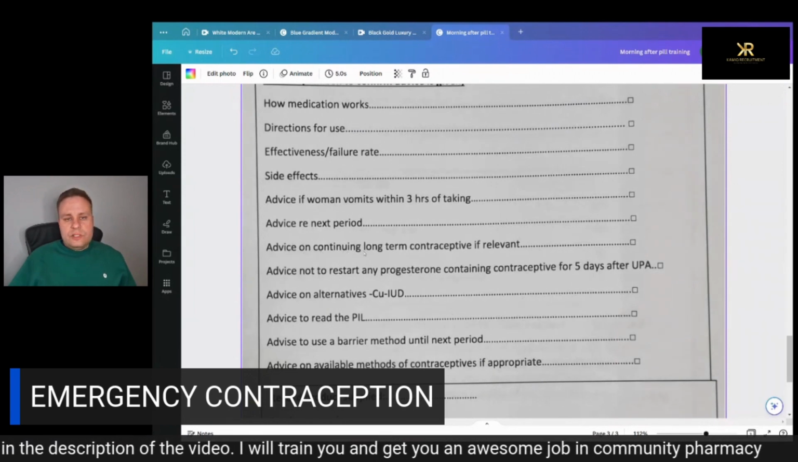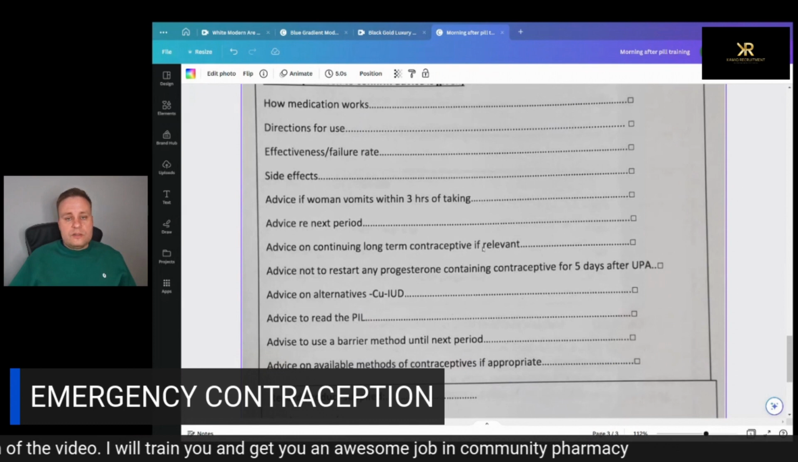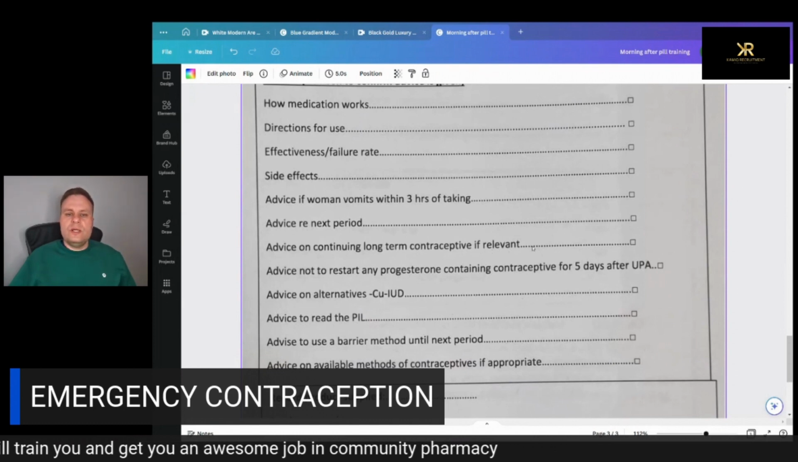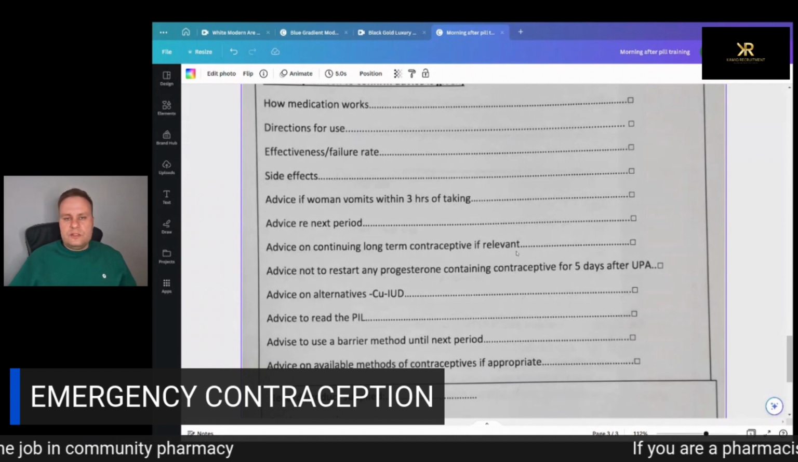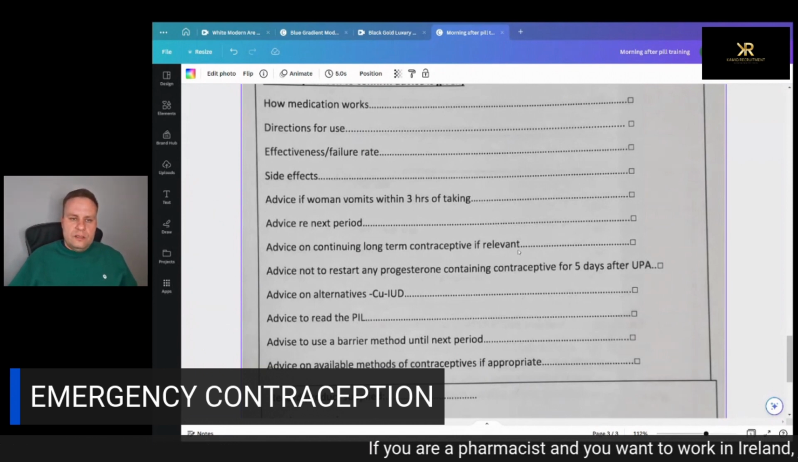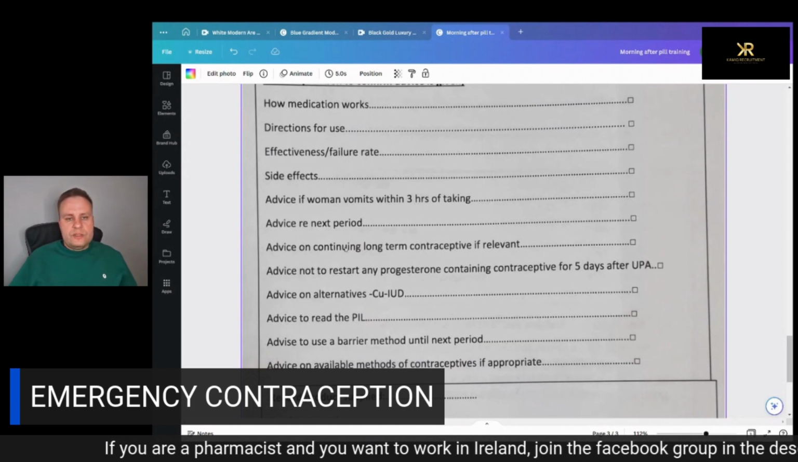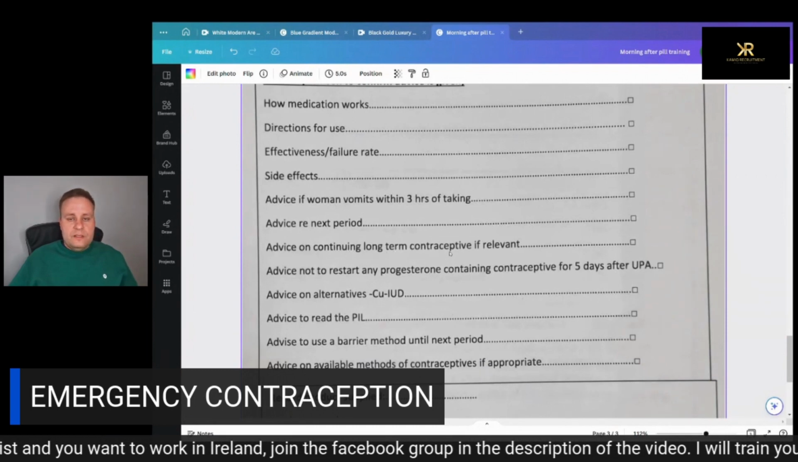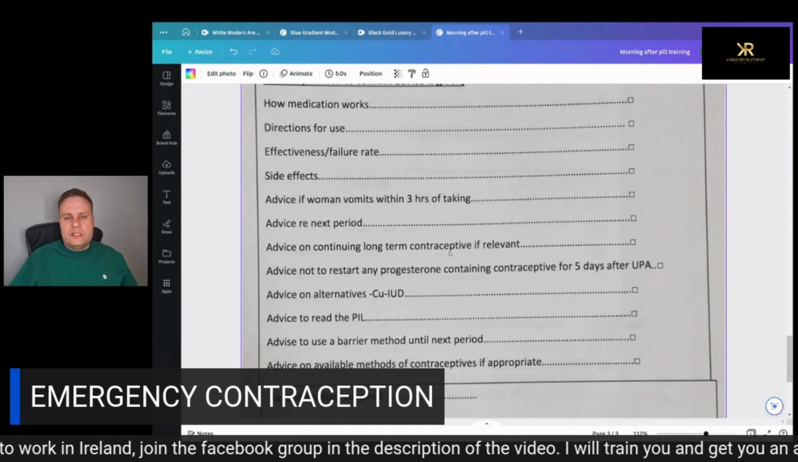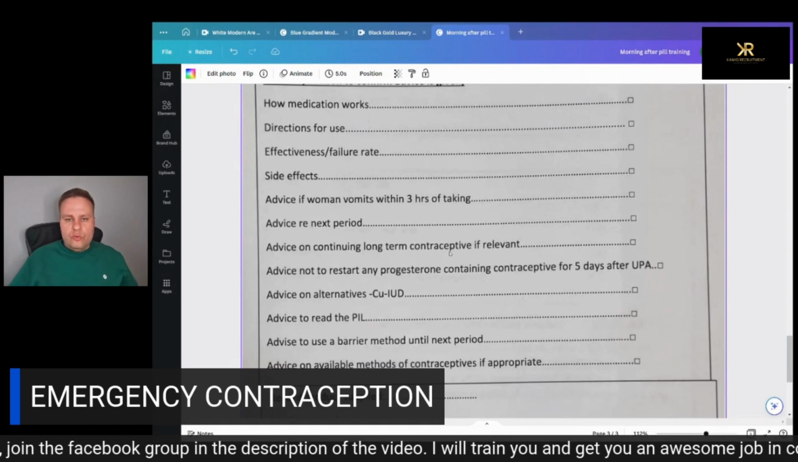Advice on continuing long-term contraceptive, if relevant. So if she says she's not on any contraception, she doesn't use long-term contraception, you might want to advise her on the importance of continuing long-term contraceptive, as the emergency hormonal contraception is not meant to be used over and over again.